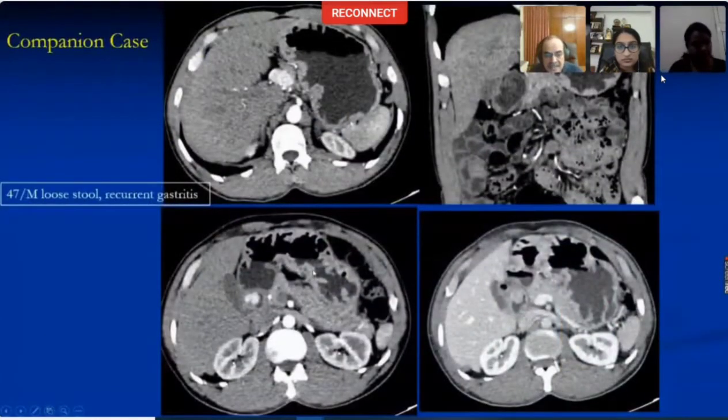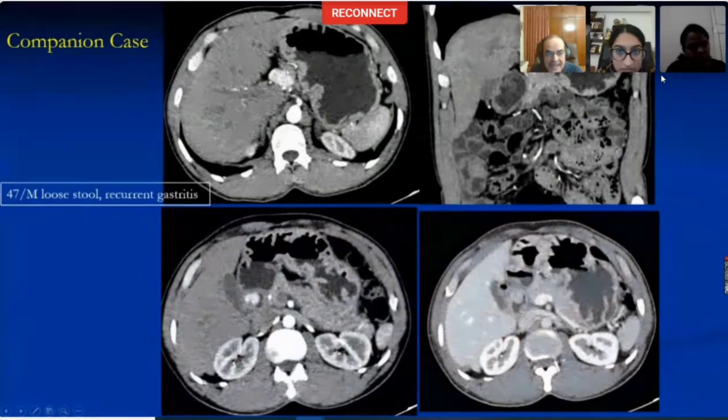So I'm showing this just as a companion case. This is a hypervascular lesion located in the lumen or in the wall of the second part of the duodenum. This is producing a hypervascular lymph node around the celiac axis. So hyper-enhancing lymph node, a hyper-enhancing lesion in the duodenum.